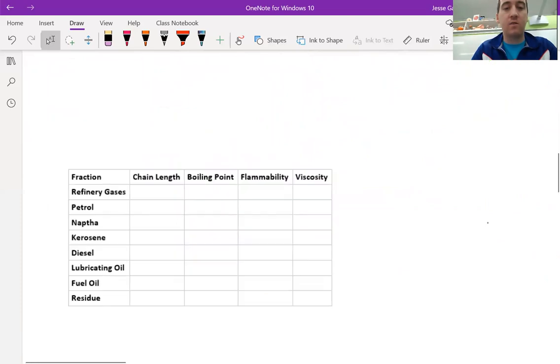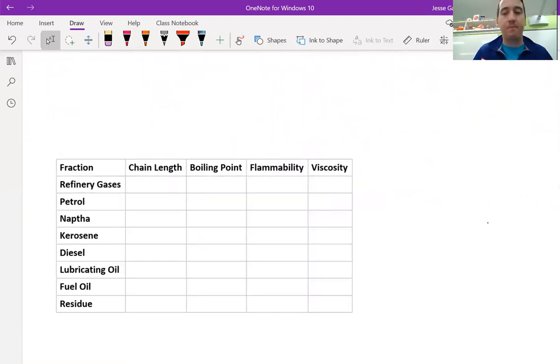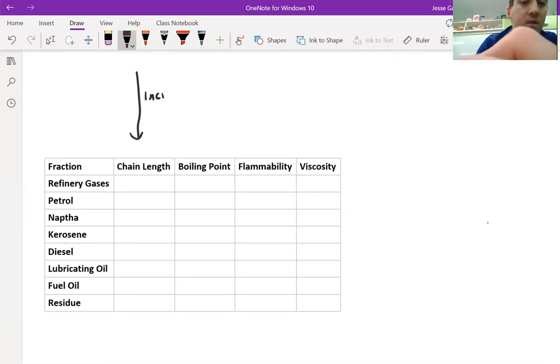Okay, so the first thing I want us to do is pause the video and roughly draw out that table for me. Okay, so what we're going to do now is add an arrow to show the pattern of what happens for each of these properties when we go between these different fractions. So we're going to add an arrow, and we're either going to write increases, or decreases.